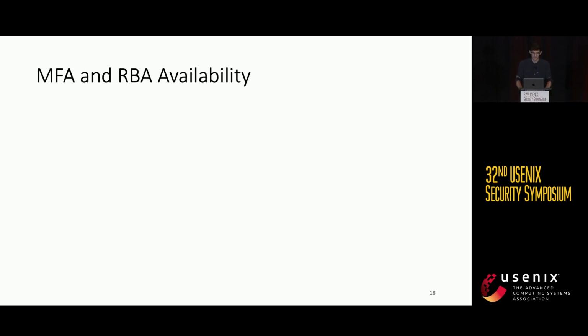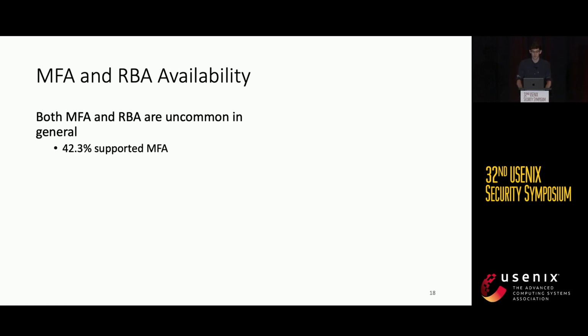So, with our methodology out of the way, let's begin discussing our results. First of all, we found that both MFA and RBA are extremely uncommon in general. Just 42.3% of sites in our dataset supported MFA, only 22.1% blocked the suspicious login attempt, and only an additional 11.1% alerted the user to any sort of suspicious activity on their account.